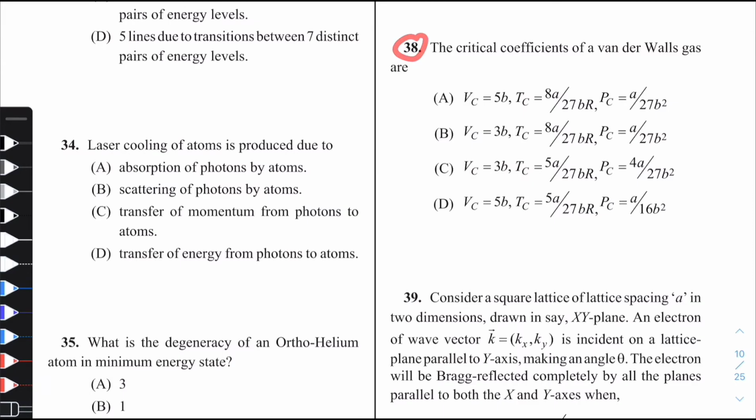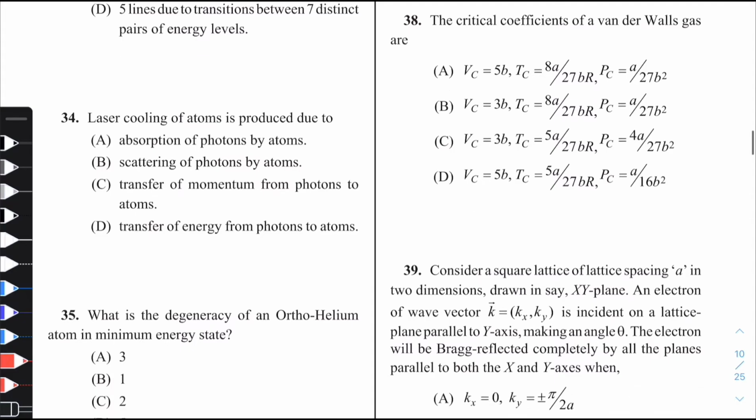Problem 38. The critical coefficients of a van der Waals gas are, we know the equation of the van der Waals gas is given by P is equal to RT divided by (V minus b) minus a by V squared. The critical coefficients of the van der Waals gas correspond to the inflection point of the graph in the PV diagram. In other words, when these derivatives dP by dV and d2P by dV2 are simultaneously 0.